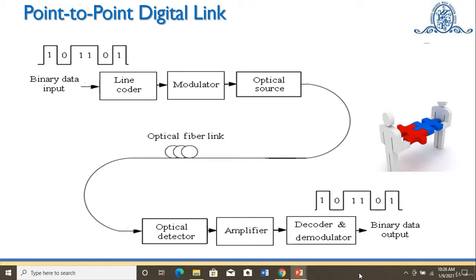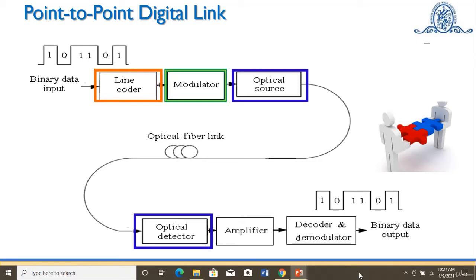and then this digital data which is line encoded is given to the modulator. So the line coder will provide this data which is given to the modulator, and then that modulated signal is given to the optical source. The source may be an LED or a laser, which will convert the electrical signal into optical pulses. The optical pulses will then be sent on the optical fiber link, and after traveling a long distance of the optical link, will reach the optical detector.